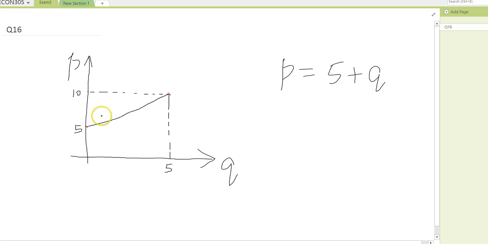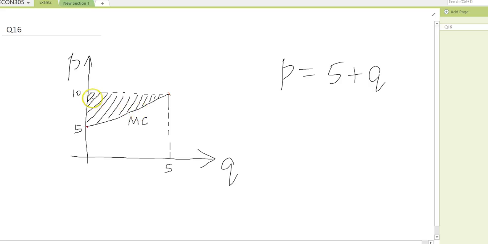So basically, we can also write this as the MC curve. So now putting the question into the graph here, it's basically asking what's the area of this triangle, because that's the area in between the price and the marginal cost curve. So this is a triangle because the supply curve actually is a straight supply line.